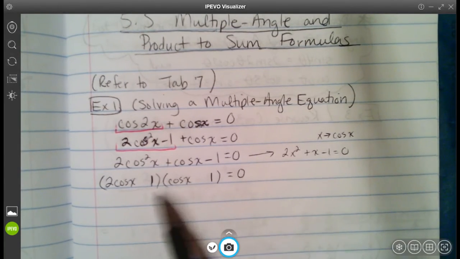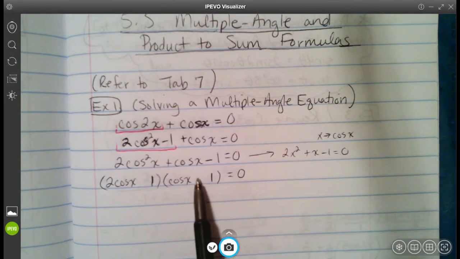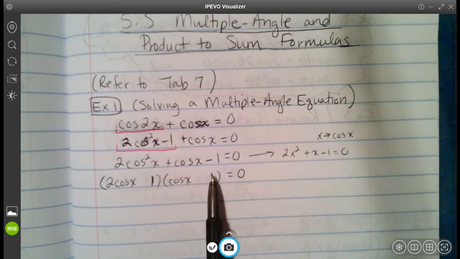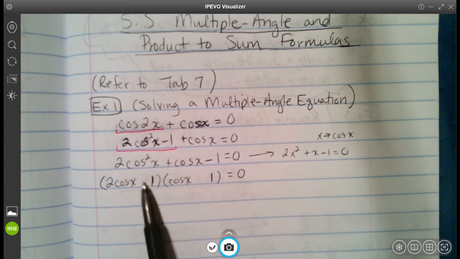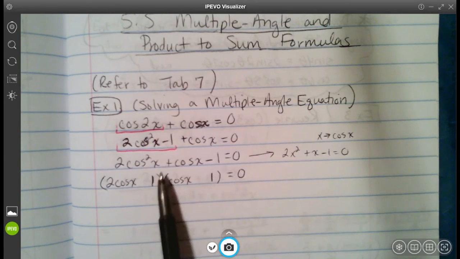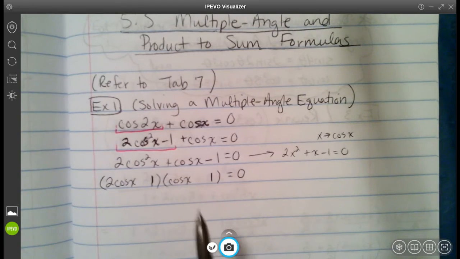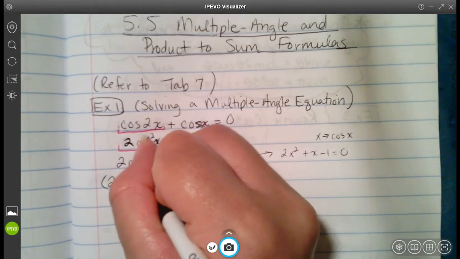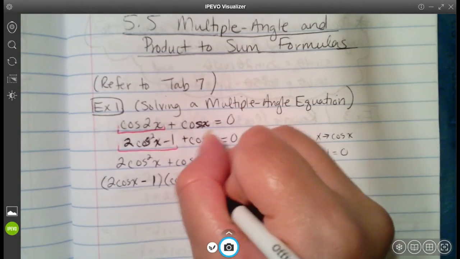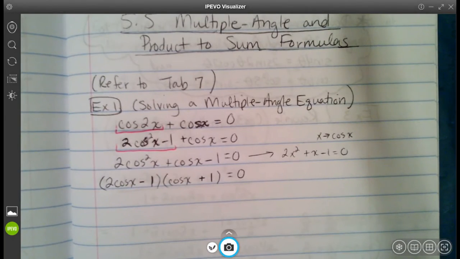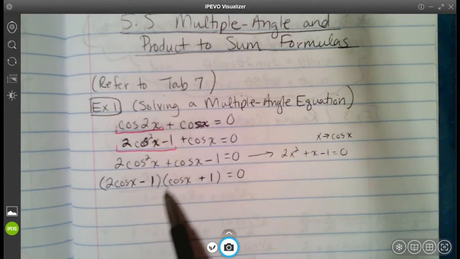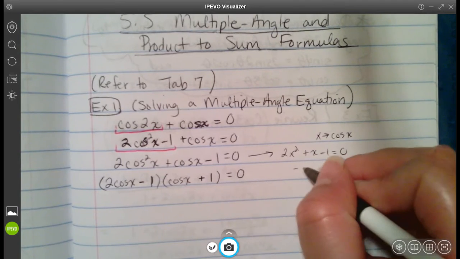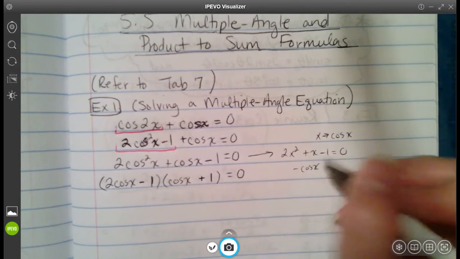So what times what? Let's see. If I put a minus on this part, I would have 2 times negative 1, then a positive here, it'd be positive cosine. So we'd end up with a negative here, so probably not. So let's try the negative over here, and the positive right there. And just a quick check, we would multiply these two, which would give us negative cosine x.